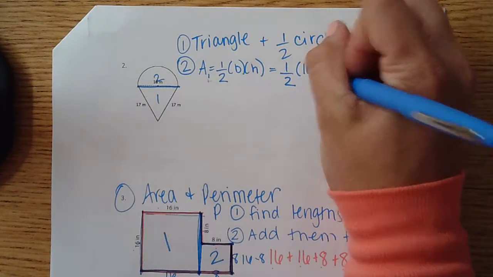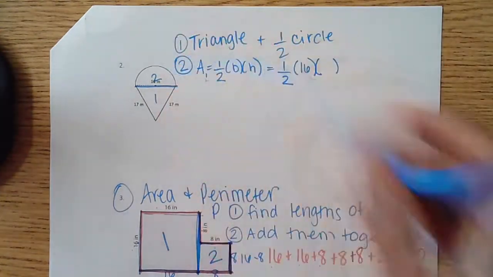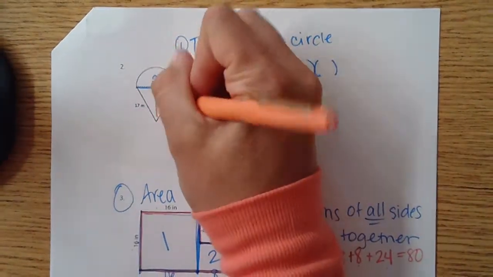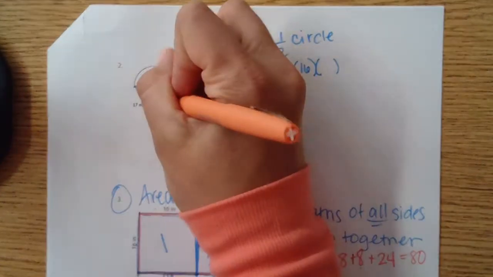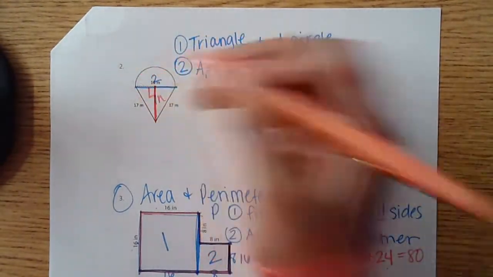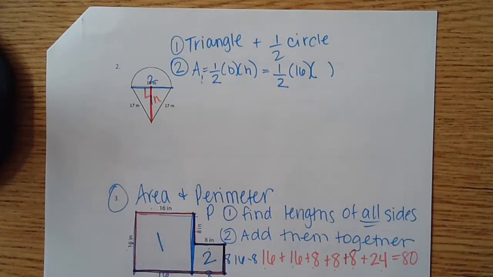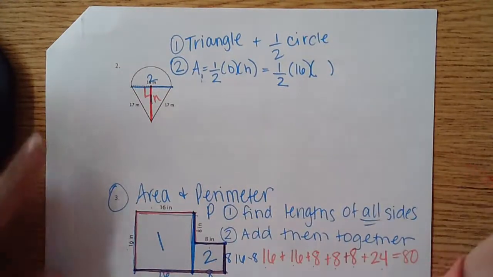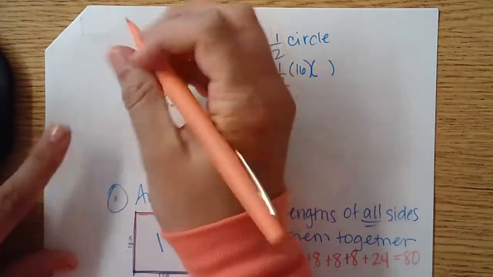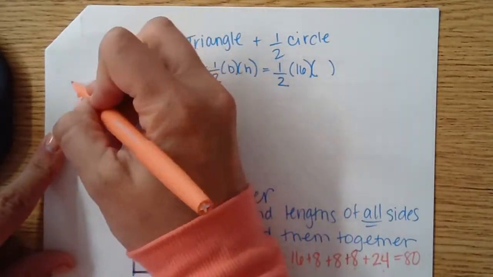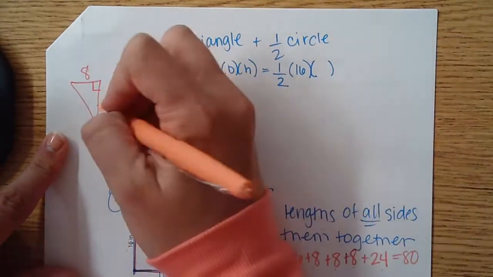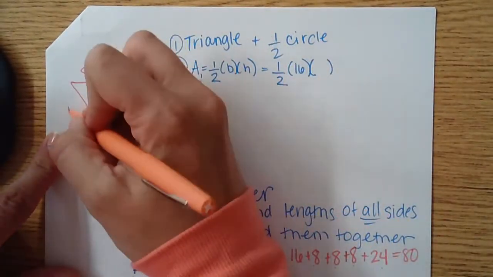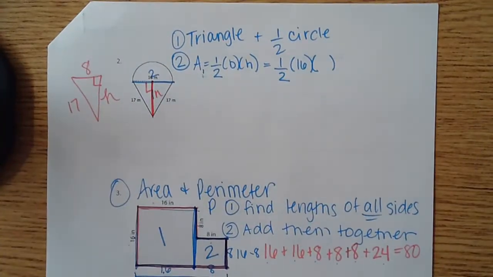Was I given the height? No. So I'm going to draw that in. The height is right here. Okay, it's hitting that at 90 degrees. That's my h. So I'm actually going to solve for it. All right, so here is my triangle. This is 8, h, and this is 17. How can I find that missing height?